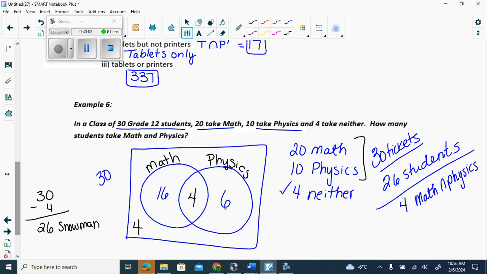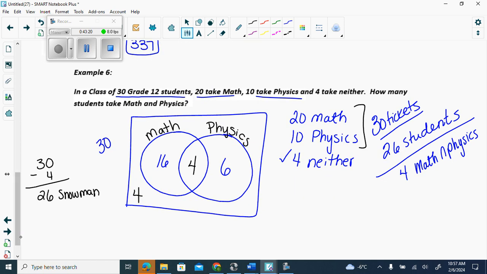If I add them up, what should they add to? 30. So let's do it. 16 plus 4, 20. 6 plus 4, 10. 20 plus 10 is 30. We're in good shape. So then we're done and we move on to our next question.